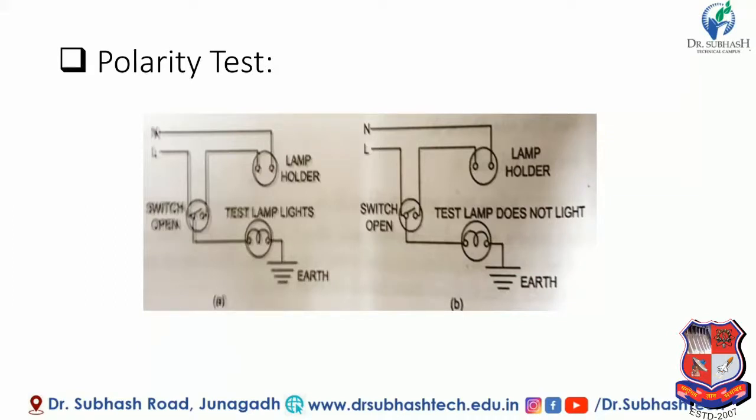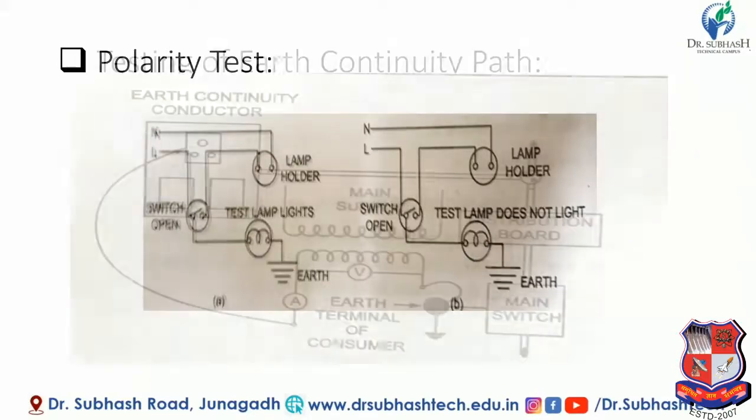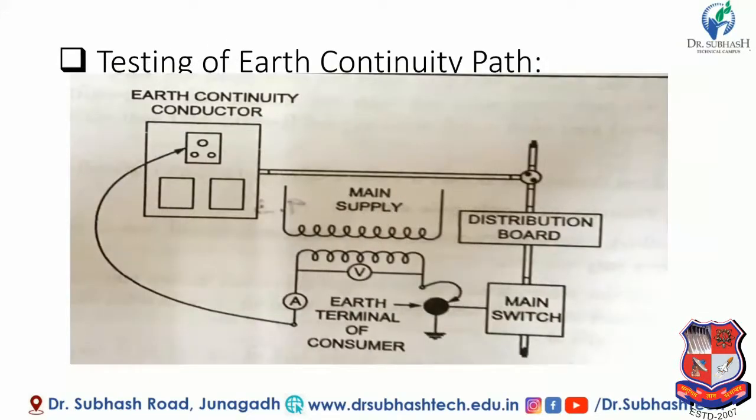Means which one is positive or negative in DC, but in AC which one is line and which one is given to the neutral connection. So this was the polarity test. Now next is testing of earth continuity and continuity path.